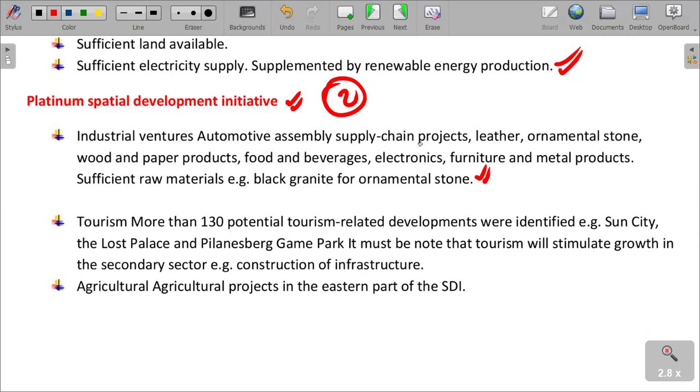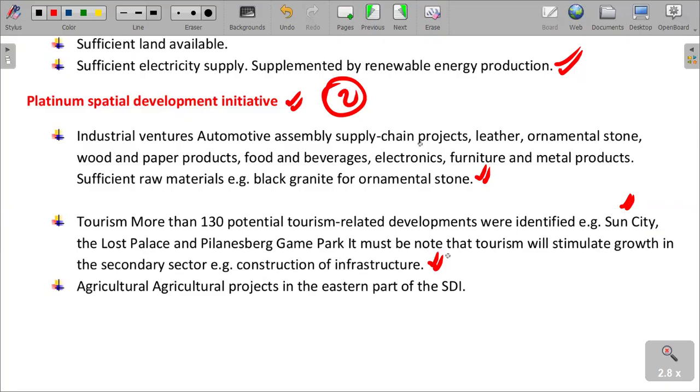Tourism: more than 130 potential tourism-related developments were identified, for example Sun City, the Lost Palace, and the Pilanesberg Game Park. It must be noted that tourism will stimulate growth in the secondary sector, e.g. construction and infrastructure. Obviously, in a very good economy where tourism is doing well, secondary sector production takes place, and construction of infrastructure, other social services and amenities would also flourish within those places.